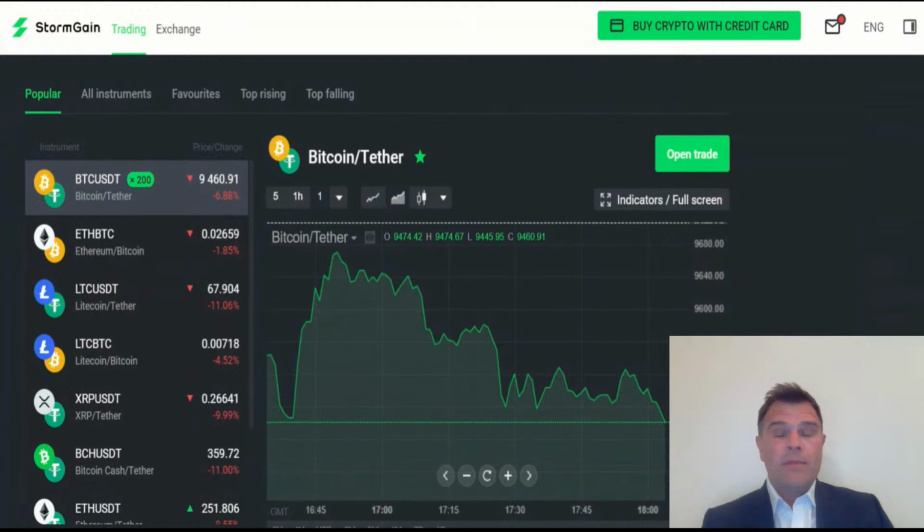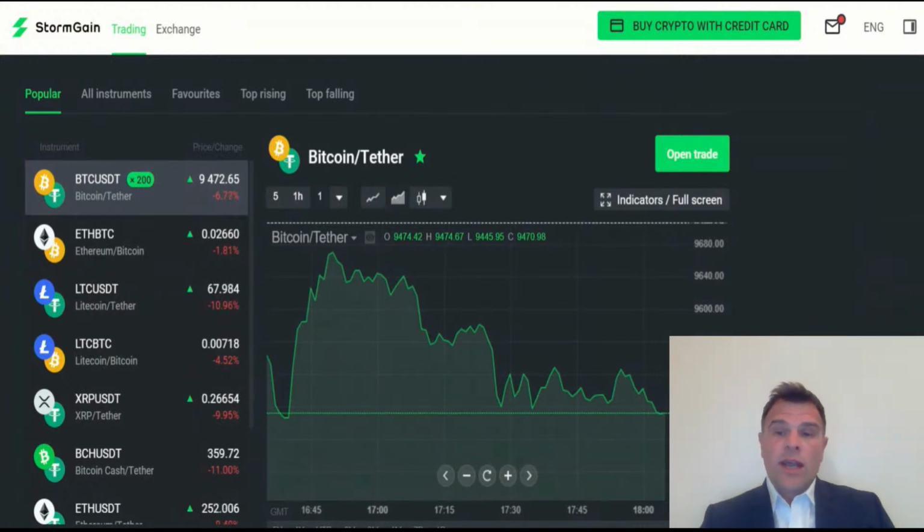Now, StormGain is complete crypto, right? As it says, it has great security features to hold your coins, and it uses Tether as a stable coin. There are several opportunities to make very big money in it, obviously with some risks as well. You can make money whether the crypto goes up or goes down.